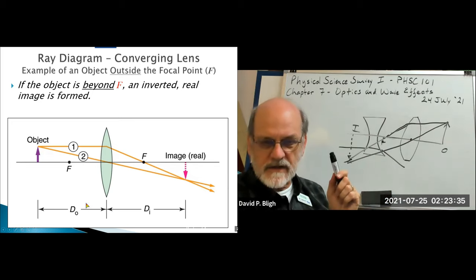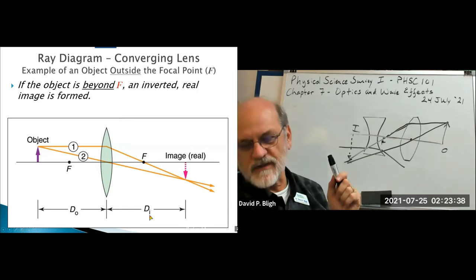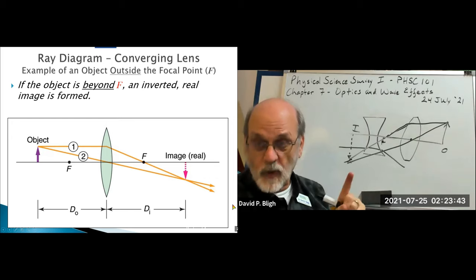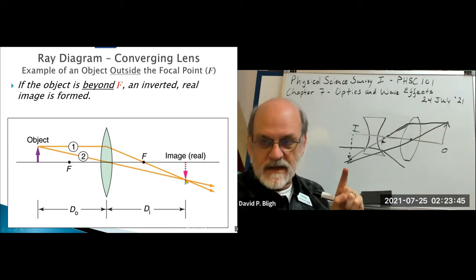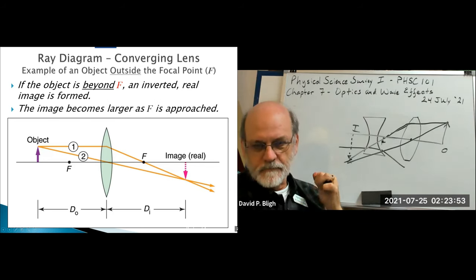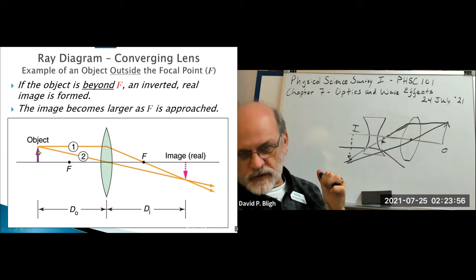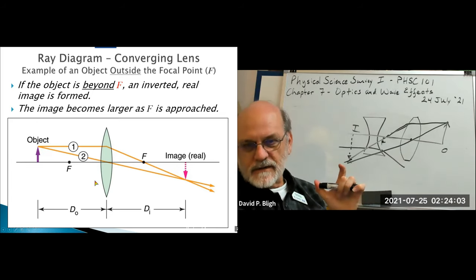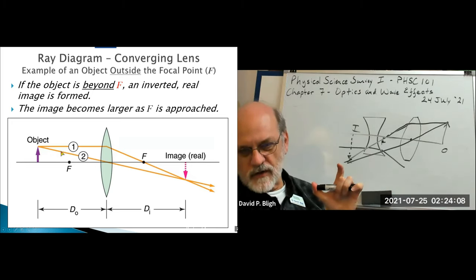The distance of the object is on this side of the lens. The distance to the image is on that side. And a real image is formed, so this image can be projected onto a screen. So as we get closer, that's what this statement means: the image gets larger as F is approached. If the object gets closer and closer to F, then the image gets bigger.